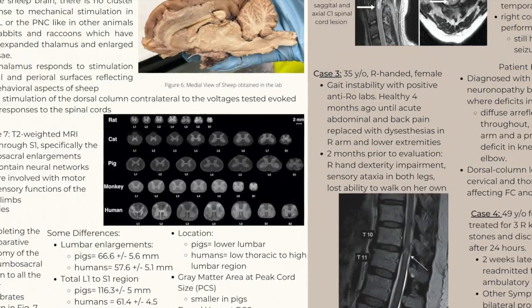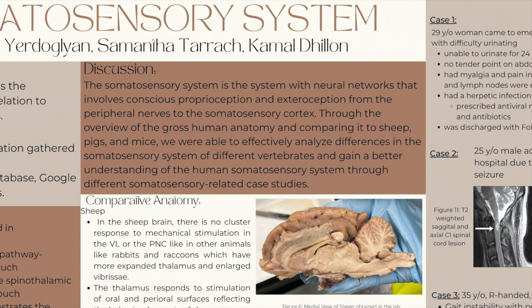Overall, the somatosensory system is a system of neural networks that involves conscious proprioception and exteroception from the peripheral nerves to the somatosensory cortex. Through the overview of the gross human anatomy and comparing it to the sheep, pig, and mice, we were able to effectively analyze differences in the somatosensory system of different vertebrates and gain a better understanding of the human somatosensory system through the different somatosensory related case studies. And that concludes our presentation.